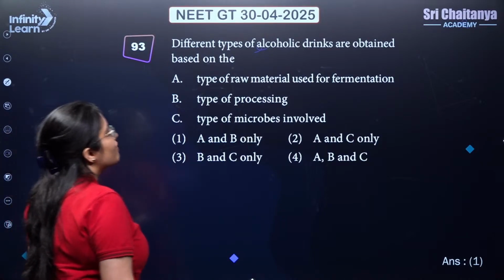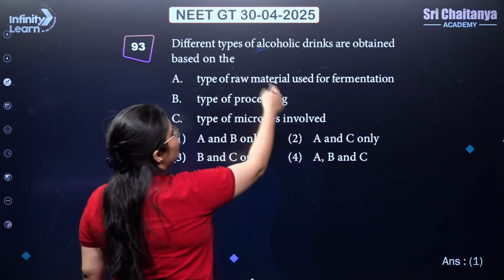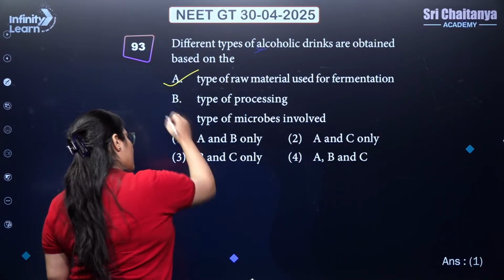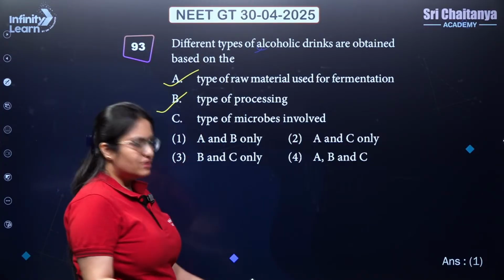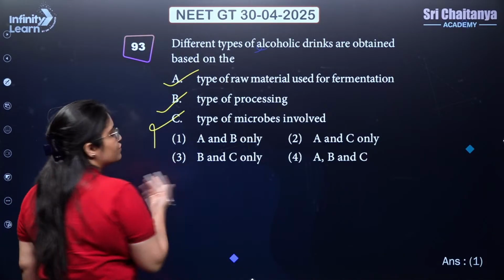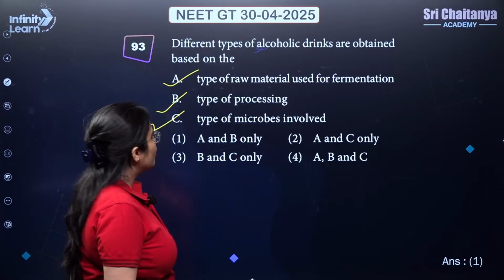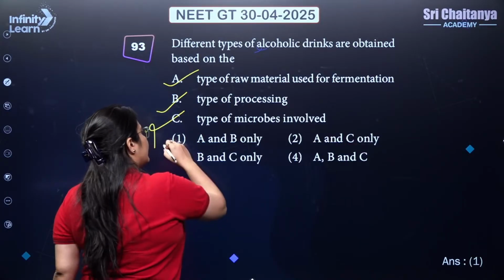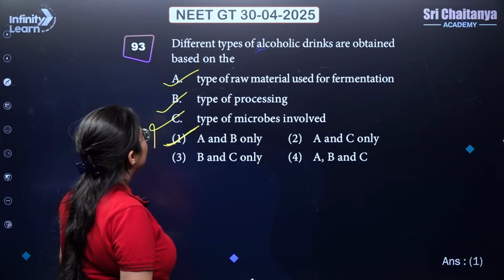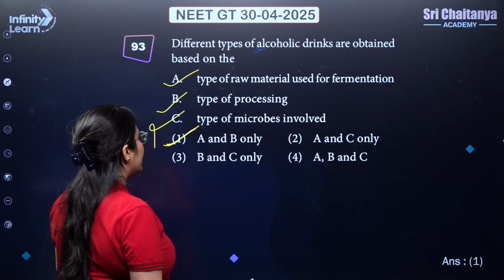Different types of alcoholic drinks are obtained based on type of raw material used for fermentation. Yes, absolutely correct. Type of processing, yes. With distillation, without distillation, likewise. Type of microbes involved, no. This is purely from your NCERT. A is correct and B is correct, so A and B only. So my dear students, 1 becomes your absolutely correct answer. C is incorrect. So answer is 1, A and B only.